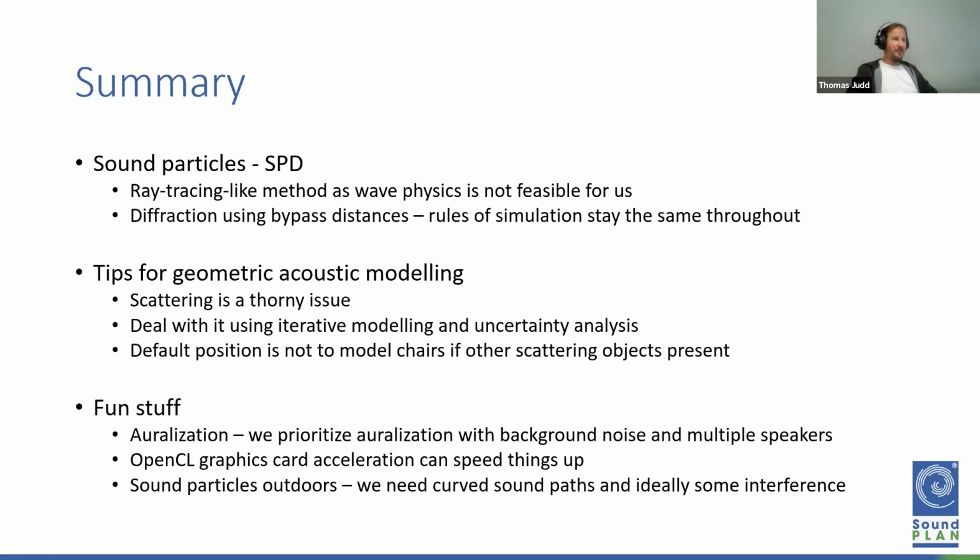So in the last section, we had a look at our auralization. We prioritize auralization with background noise and multiple speakers, and that's bearing first fruits for us. We've seen that graphics card acceleration, in our case with the OpenCL platform, can speed things up, especially if you're careful with the memory. Finally, we batted some ideas around about sound particles outdoors, and we noted that we need some curved sound paths and ideally some interference. Perhaps some of us will be able to put our heads together on that one.